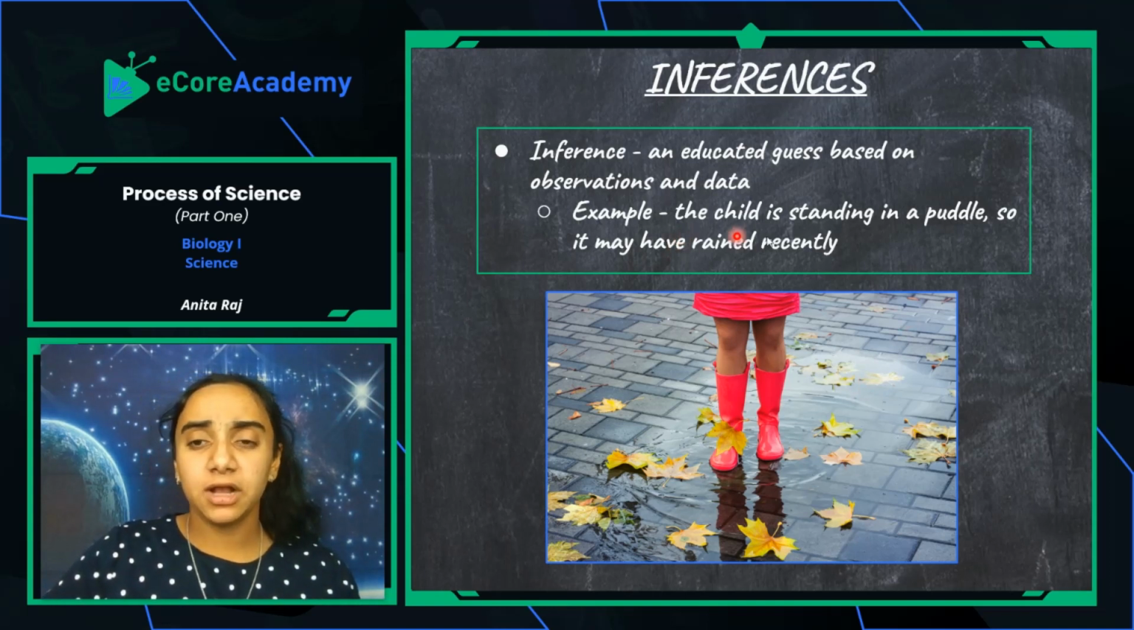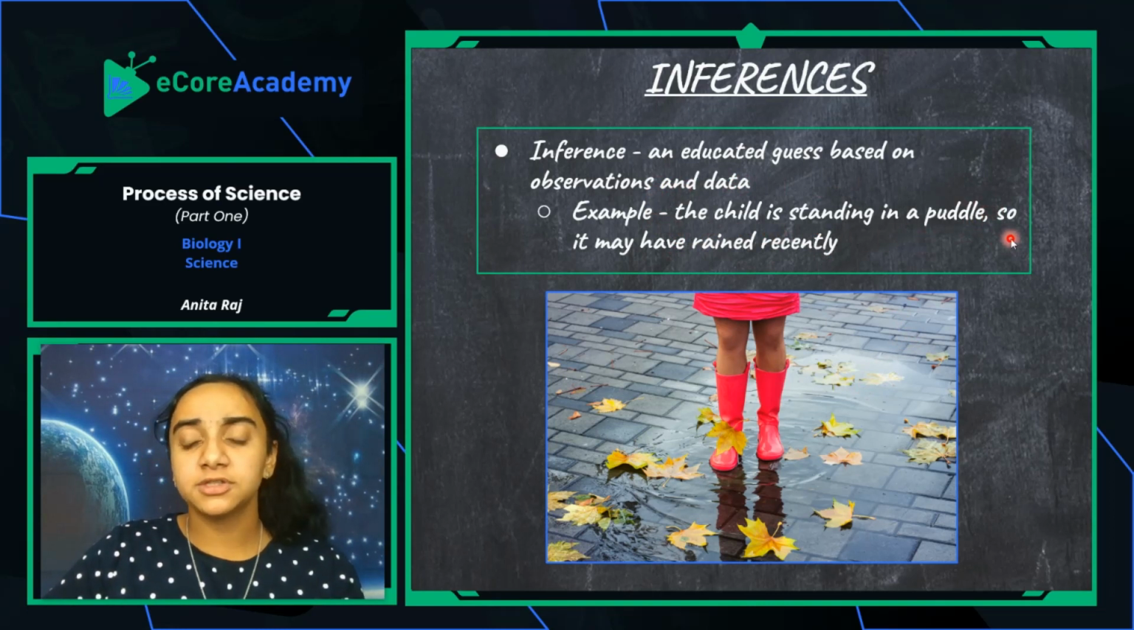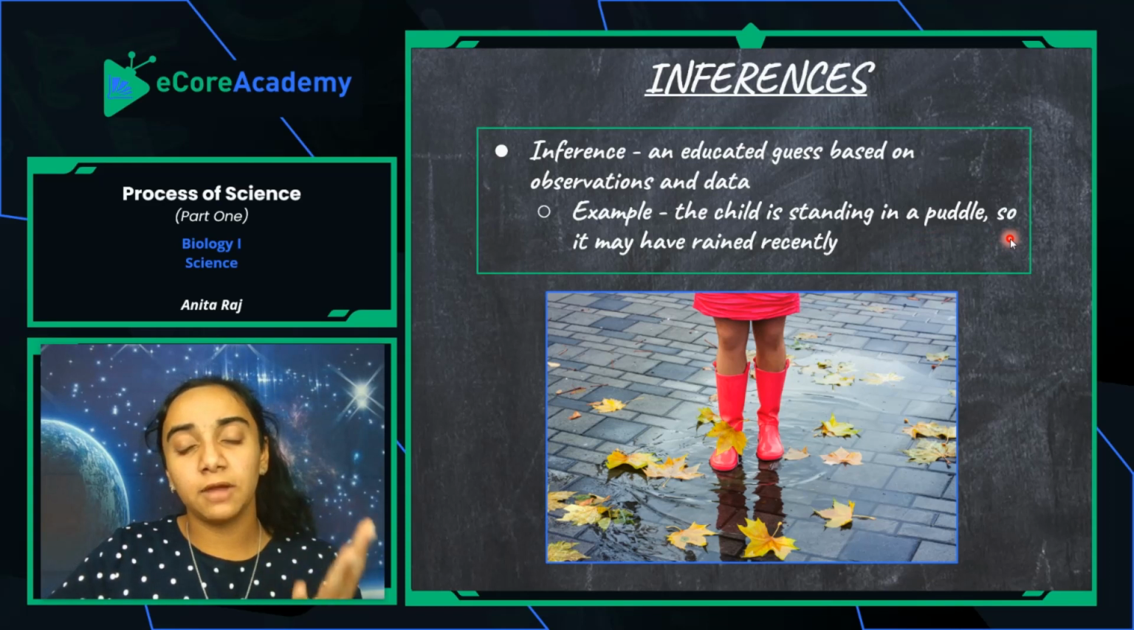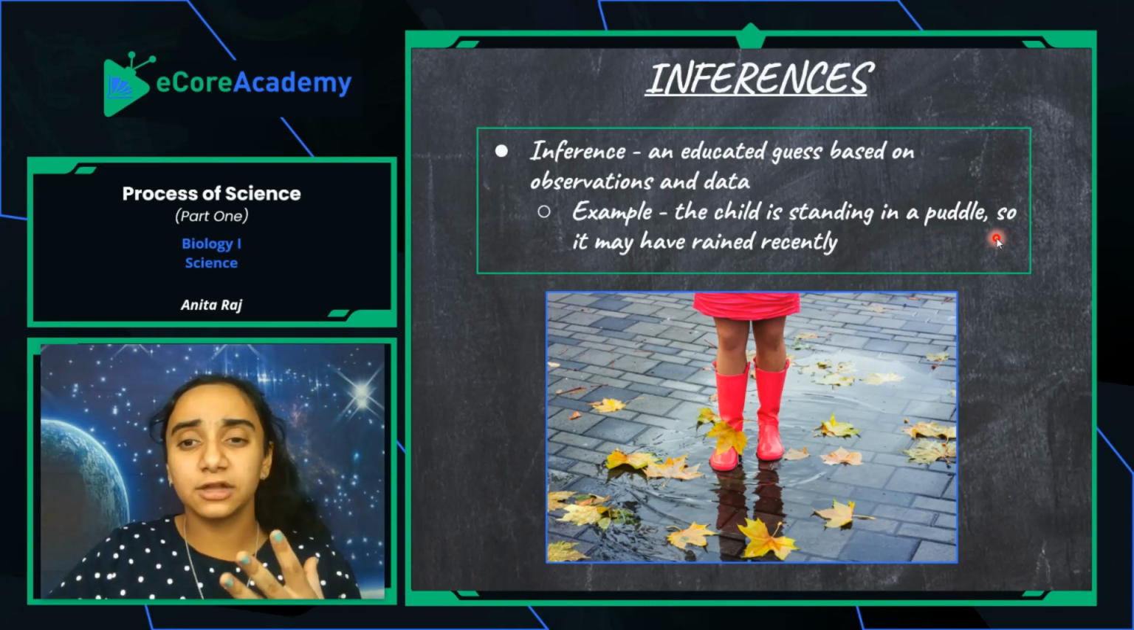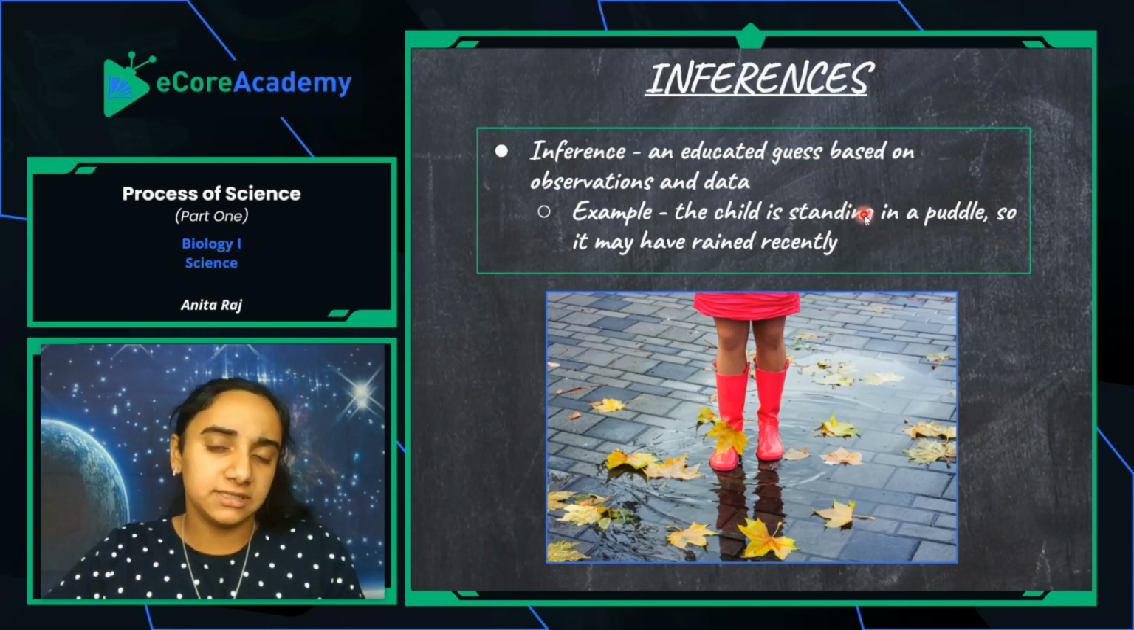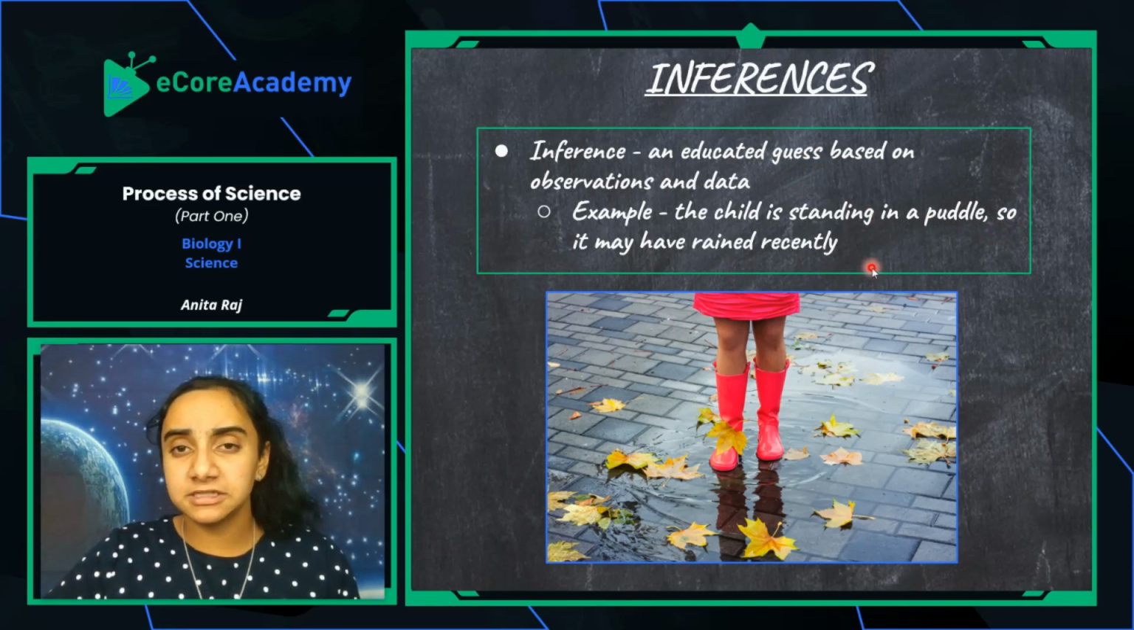After we make this observation that the child is standing in a puddle, this is where the inference part comes in. So we're reasoning, why is the child standing in a puddle? First off, why is there a puddle? That's where we draw an educated guess based off of what we've seen and based off of the natural phenomena that we understand. So it may have rained recently.